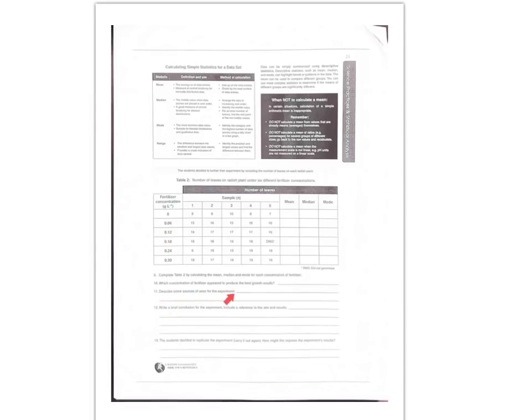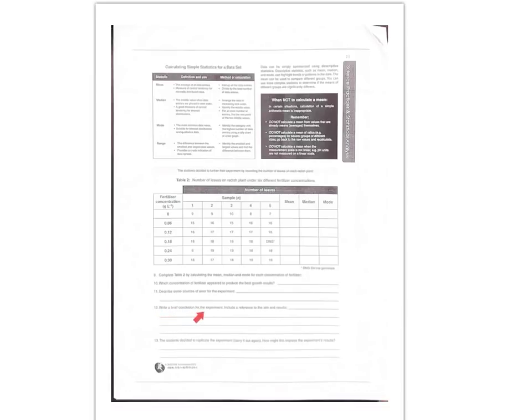Describe some sources of error for the experiment. We have an outlier. We have one that did not grow. What could be some errors that you might run into? Perhaps some of these plants could naturally have better genetics than others. That could influence how fast they grow with a given fertilizer. Measuring errors in how much fertilizer you're actually measuring, the concentration of fertilizer. Counting the number of leaves, maybe people miscounted. So those are sources of error.